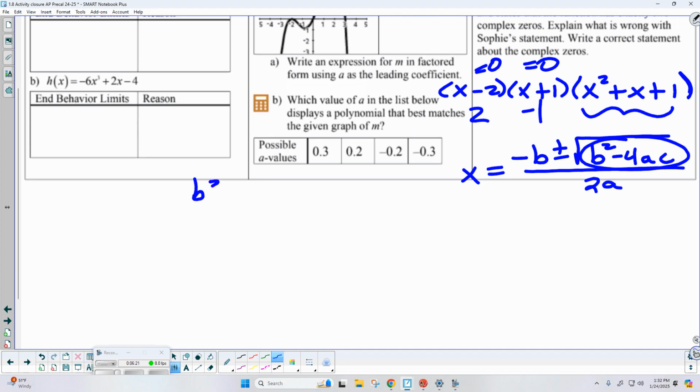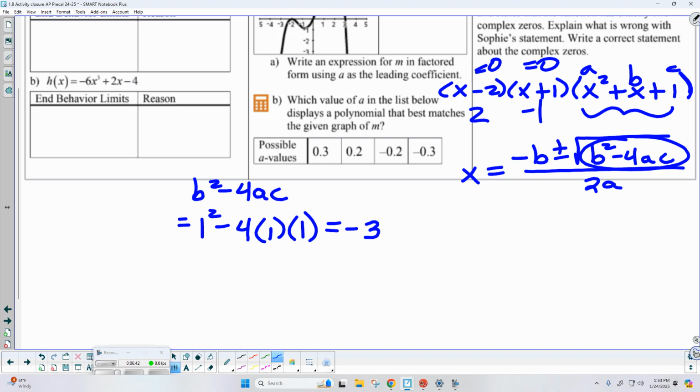So b squared minus 4ac, all right. Well, b, okay, this is b, this is a, this is c. All right, so b squared would be 1 squared. Minus 4 times a is 1, c is 1. So looks like 1 minus 4, my discriminant is going to be -3. Okay, so the opposite of b, so -1 plus or minus the square root of -3, all divided by 2 times a, 2. See, that's why I love the quadratic formula.